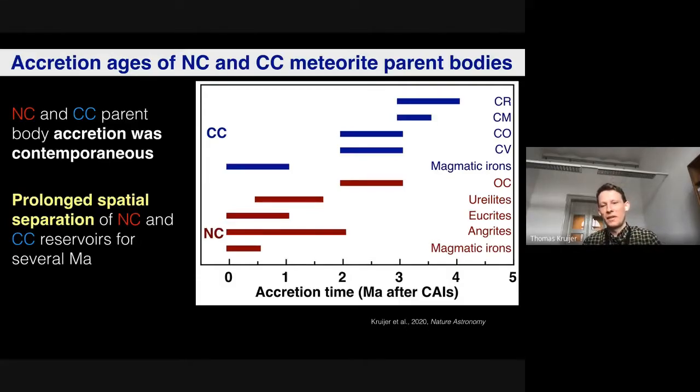million years. And this very crucially means that these two reservoirs do not reflect a temporal separation. They did not just form one after the other, but they coexisted within the protoplanetary disk for a period of several million years. That's a basic conclusion we can draw from this dichotomy.